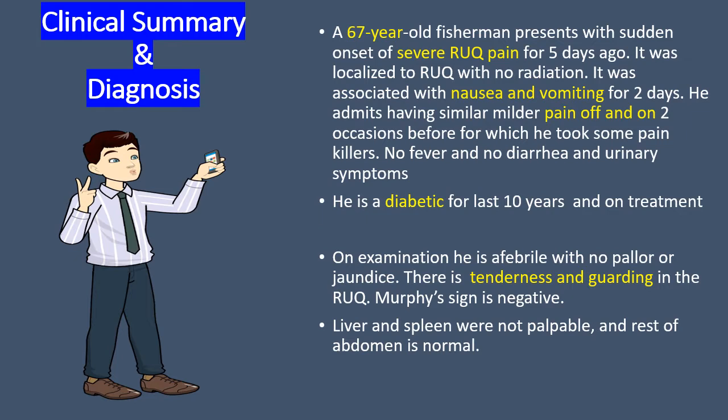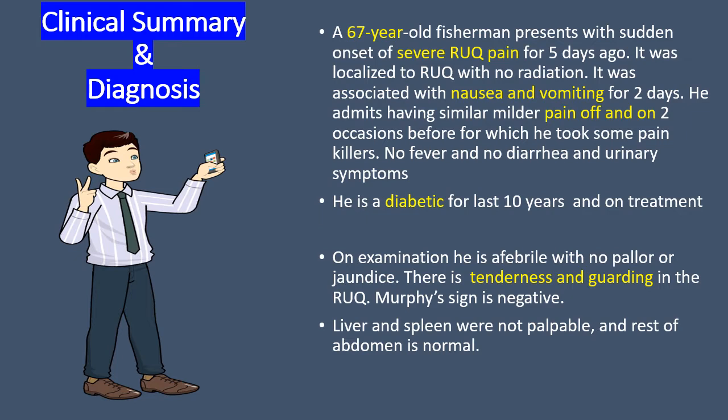It was localized to the right upper quadrant with no radiation elsewhere. It was associated with nausea and vomiting for the last 2 days, and he admits having similar but milder pain off and on 2 occasions before, for which he took some painkillers to relieve the pain. There's no history of fever, no diarrhea, and no urinary symptoms.